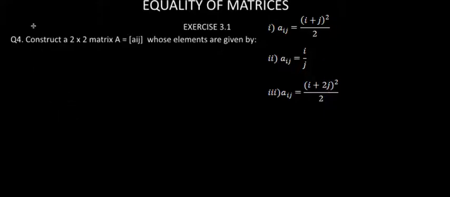So let's start with this question. We need to construct a 2 by 2 matrix. Let us find a sample of how a 2 by 2 matrix will look like. It will have 2 rows and 2 columns, so it should naturally look like this.